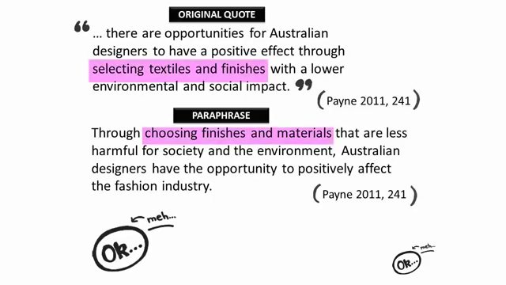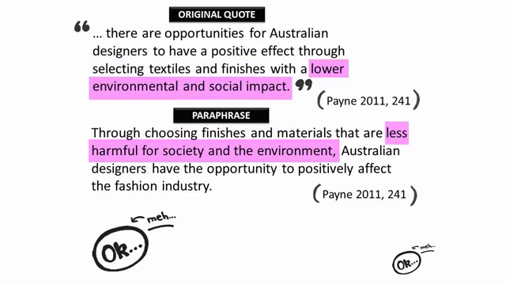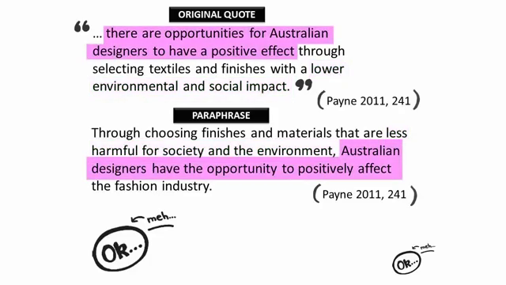To compare between the 2 versions, you can see that I have changed selecting textiles and finishes to choosing finishes and materials. You can see that this bit of information is now at the start of my paraphrase, whereas it was previously near the end of the quote. I have modified lower environmental and social impact to less harmful for society and the environment. And again, this information has moved in my paraphrase from where it was positioned in the original quote. I've modified there are opportunities for Australian designers to have a positive effect to Australian designers have the opportunity to positively affect, and I've put this information near the end of my paraphrase.